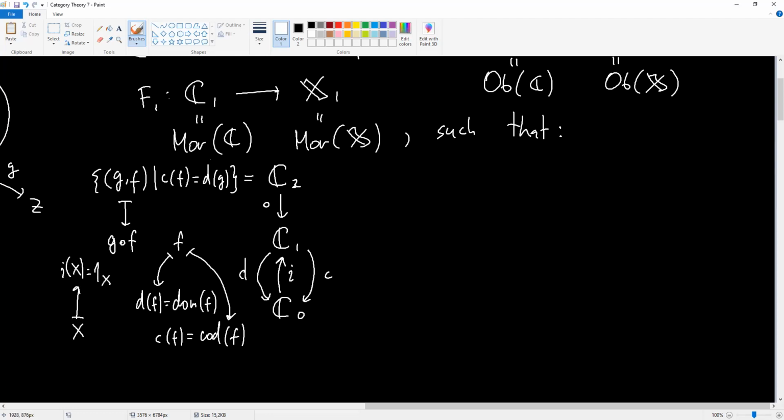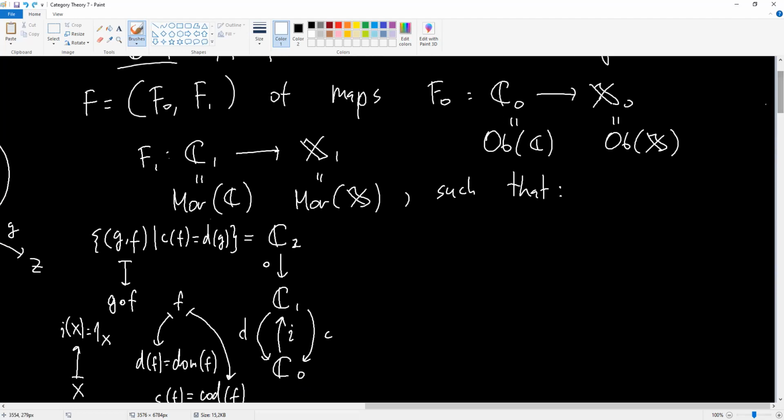Sorry, I kind of missed it. What are C2, C1, and C0 here? So C1 is what it was before, morphisms of C. C0 is objects of C. And C2 is the set of pairs of morphisms. So it's those pairs in C1 cross C1 that satisfy this equality.